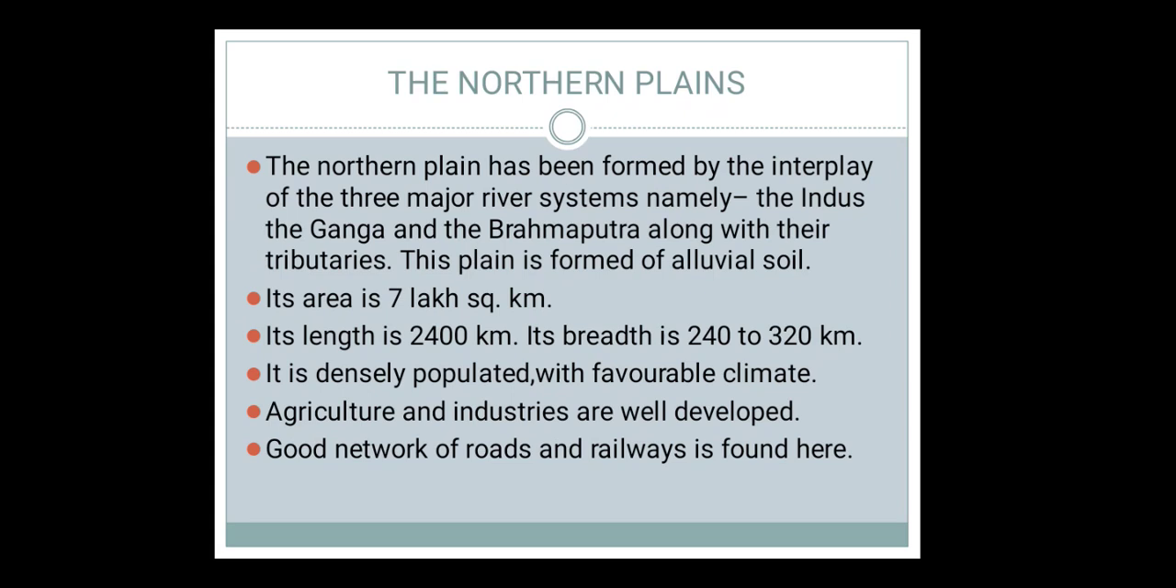So this northern plain has been formed by the soil brought by three major rivers, the Indus, the Ganga, and the Brahmaputra. The area of this northern plain is 7 lakh square kilometers. The length of the northern plains is 2400 kilometers, and its breadth is 240 to 320 kilometers. It is a densely populated area.